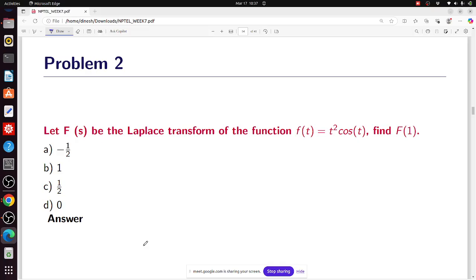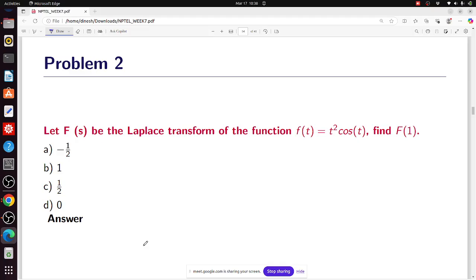Let F(s) be the Laplace transform of the function f(t) = t² cos t. We have to find F(s) at s = 1. So we can simply use the formula for the Laplace transform, then we can compute.